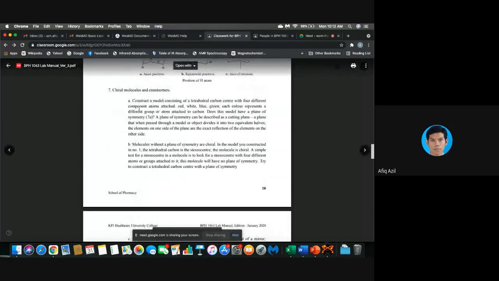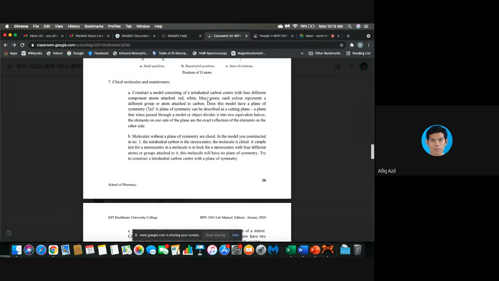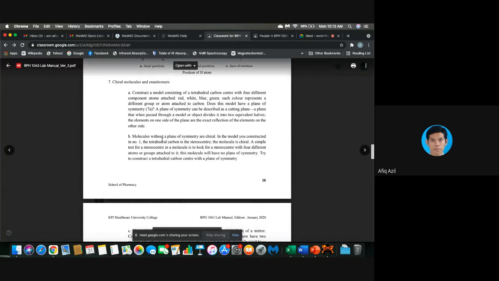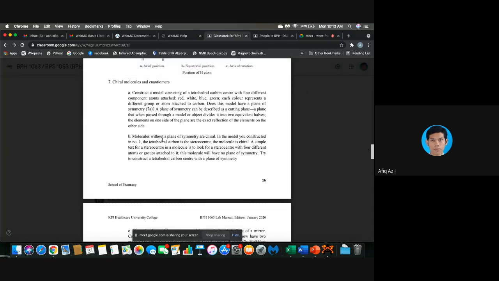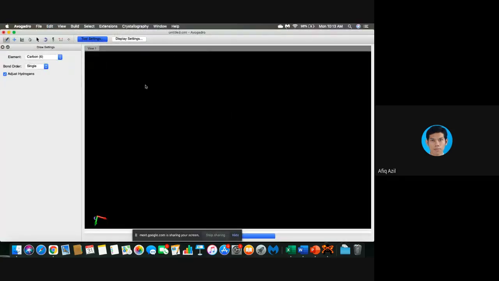And the last one, I think number 7, if I'm not mistaken. This one is on chiral molecules and enantiomers. So construct a model consisting of a tetrahedral carbon with 4 different components. So you have to put 4 different groups on the middle carbon, to make the carbon a chiral center. So you draw the carbon in the middle like this, but then you have to change each of these hydrogens into something else.